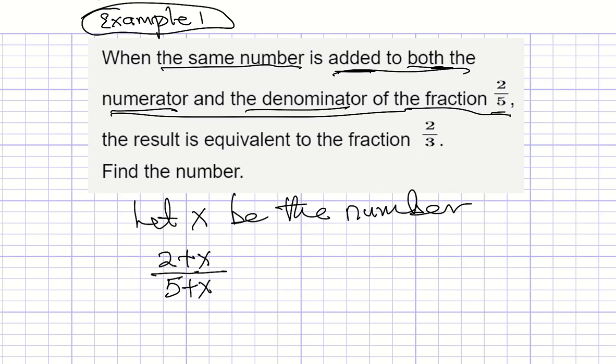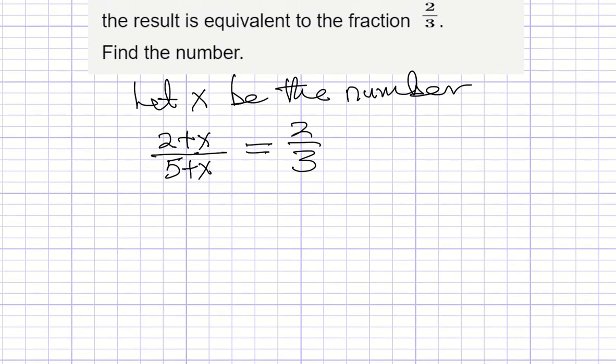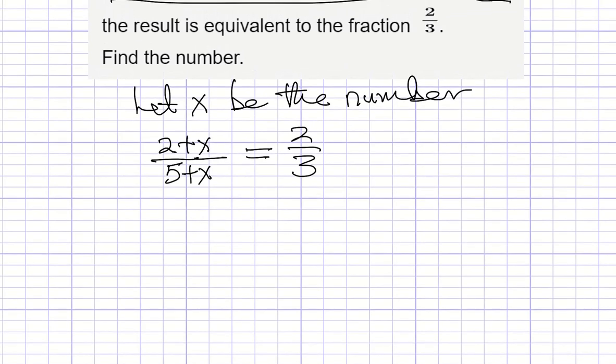Once you add that, we keep reading. What does it say? The result is equivalent to the fraction 2/3. So what that means is you added, and the result is the same thing as 2/3. In other words, you equate it to 2/3. Basically, you form this equation, and then you solve. Once you form this equation, it looks familiar.